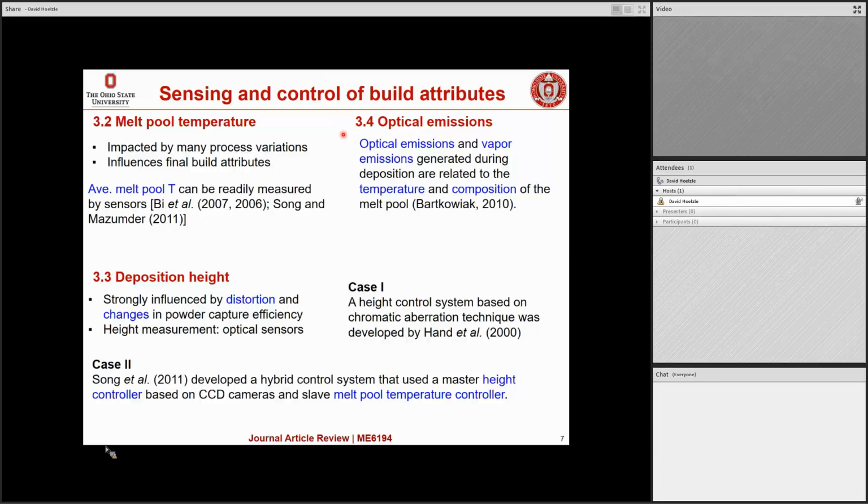The fourth is about the optical emissions. During the process, at the surface of the substrate there will be melting and also gas vibration. So there are two parts, the optical emissions and the vapor emissions. These are related to the temperature and composition of the melt pool.